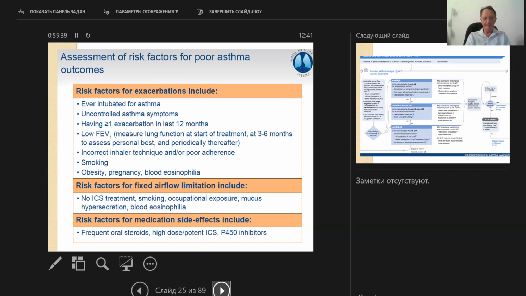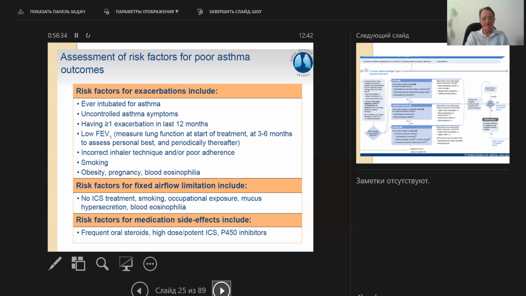Pregnancy, blood eosinophilia, and by the way, allergy. We should treat allergy. For example, if a patient has allergic rhinitis, the patient can have good control most days of the year, but during pollen season it leads to bronchial asthma exacerbation, sometimes severe. For prevention of such cases, we should treat allergic rhinitis in the patient with allergen-specific immunotherapy.